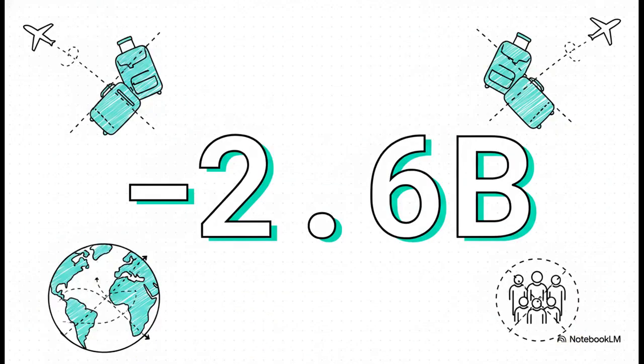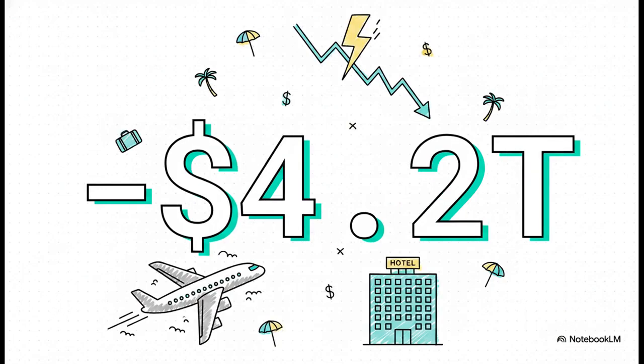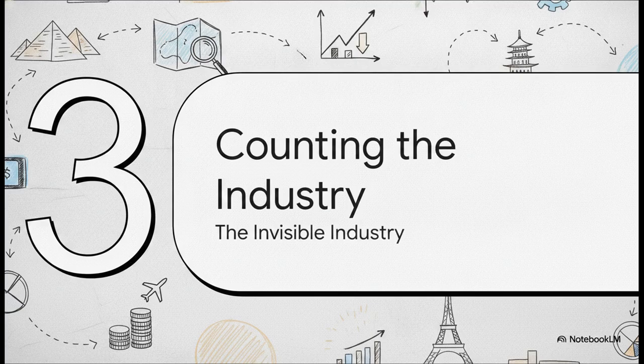To truly grasp the vulnerability of this economic model, we just have to look at what happens when the movement of people simply stops. During the COVID-19 pandemic, global international tourist arrivals plummeted by a staggering 2.6 billion. And the immediate economic fallout from that drop? Try a $4.2 trillion loss in direct tourism GDP. Because the supply is so rigid, hotels and airlines still have massive fixed costs like maintenance and depreciation, but the demand is highly sensitive to external shocks. The entire industry suffered absolutely catastrophic financial damage. So how do we even calculate that kind of damage?